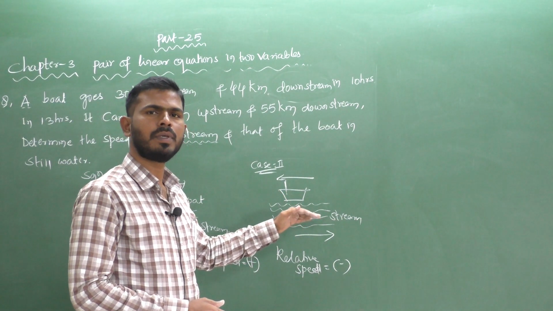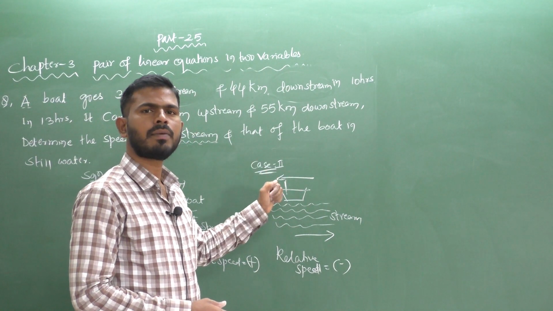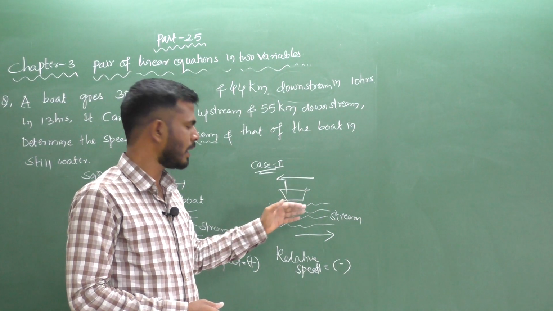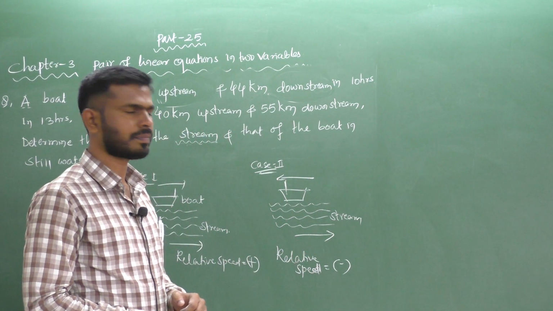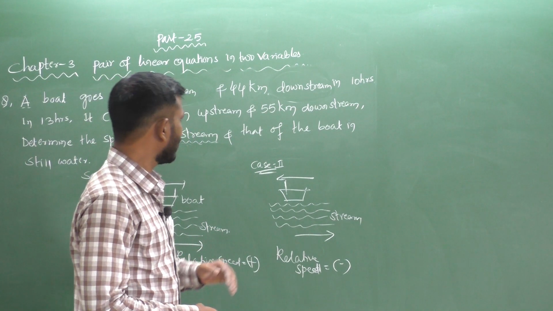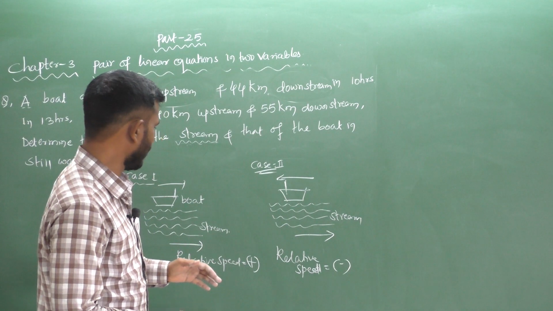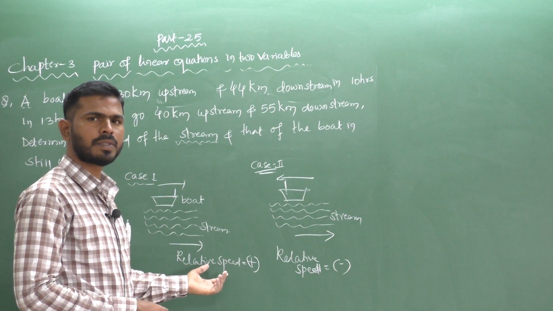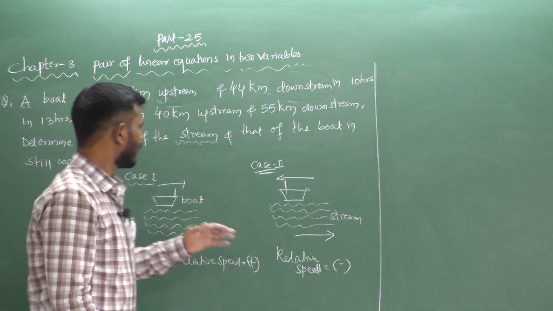So the speed of the stream disturbs the boat, so that's why the speed of the boat decreases automatically. That's why you have to take the relative speed as minus in this case. Next, what is the meaning of upstream and downstream?